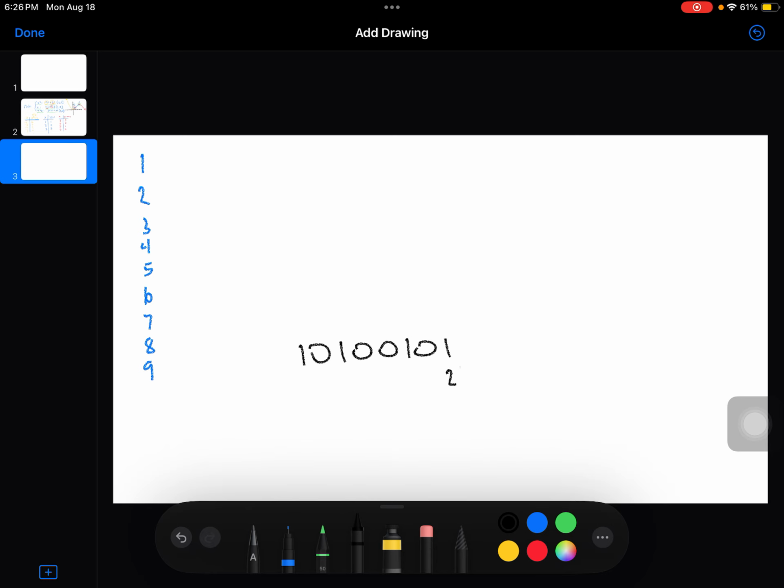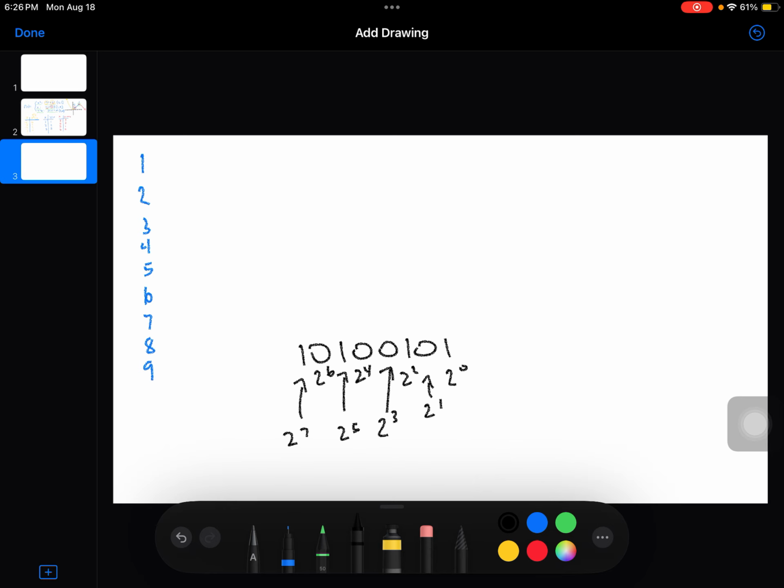What we have here is 2 to the 0 power, and then 2 to the first power, then 2 squared, 2 to the third power, 2 to the fourth power, 2 to the fifth power, 2 to the sixth, and 2 to the seventh. If we wanted to convert between binary and decimal, we're just going to take 2 to the first, second, third, fourth, fifth, sixth, and seventh, and then add all those together.